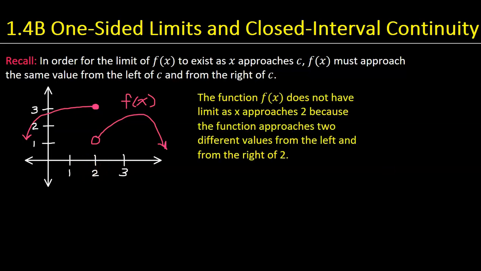This function does not have a limit as x approaches 2 because the function approaches two different values from the left and from the right of 2. As x approaches 2 from the left, the function is approaching one value. As x approaches 2 from the right, the function is approaching a completely different y value.